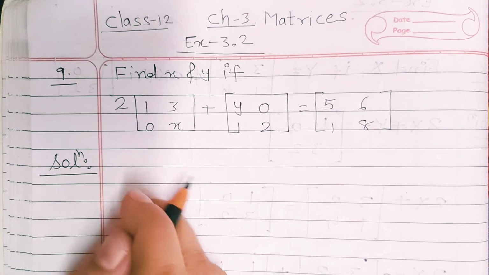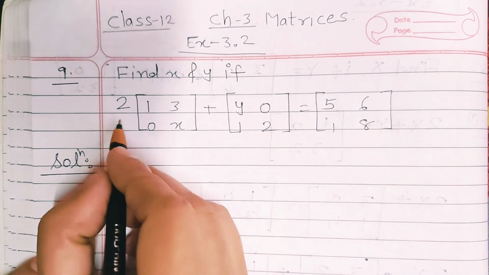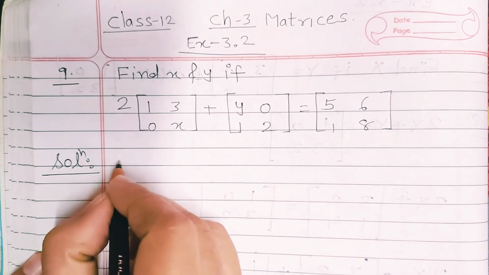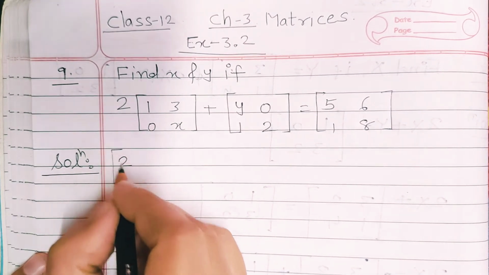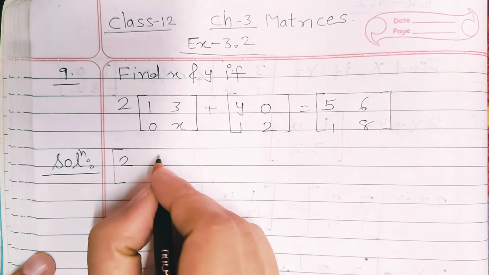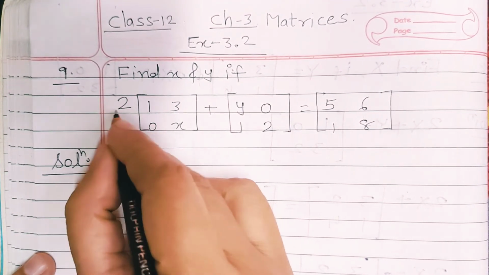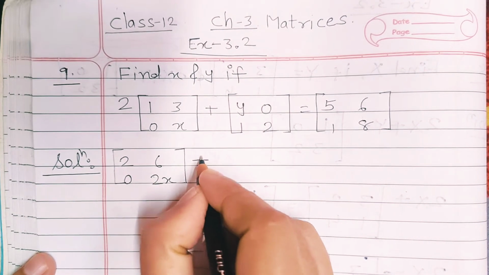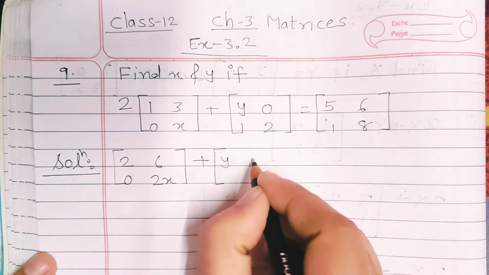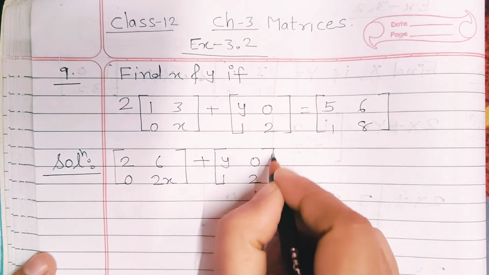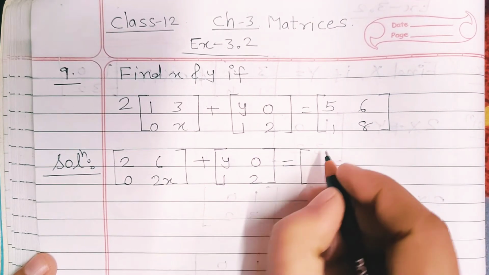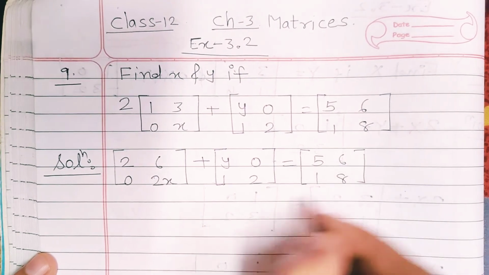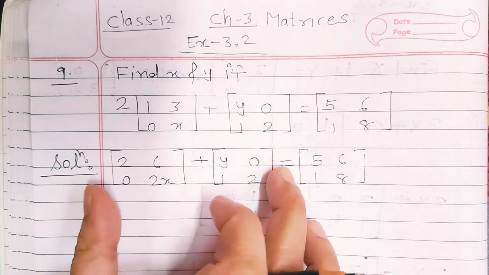What will be the solution? The solution will be, you just multiply 2 inside this matrix. So this matrix will lead you to 2 ones are 2, 3 twos are 6, 0 twos are 0 and 2x are 2x. Plus this will remain as it is, y 0 1 and 2, and we are equalizing the matrix. Matrix will be 5 6 1 and 8.